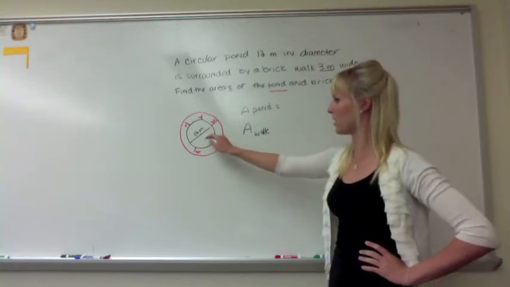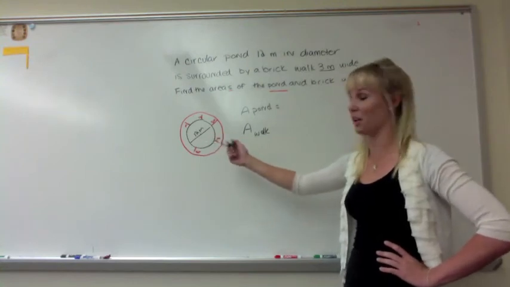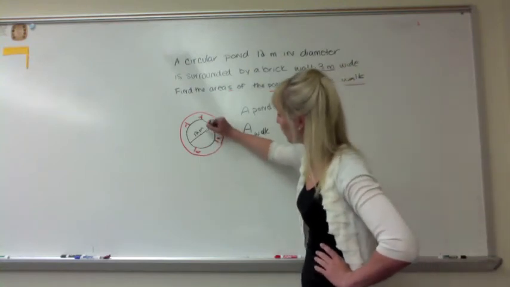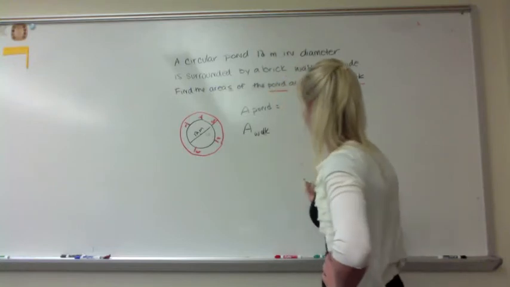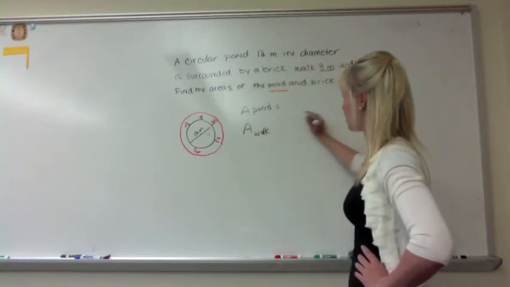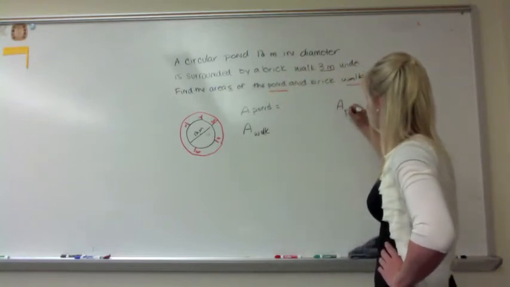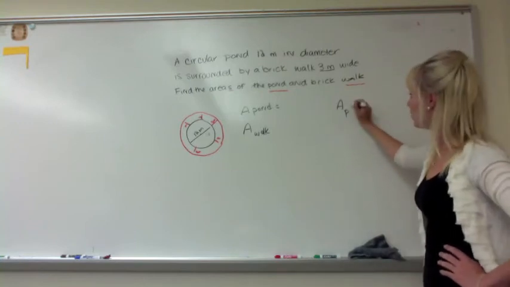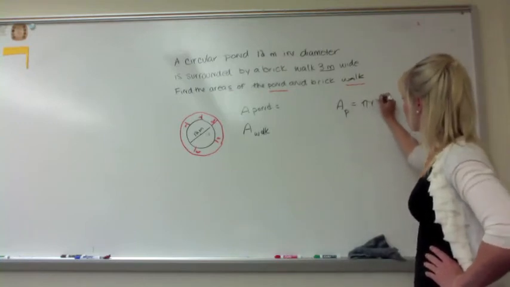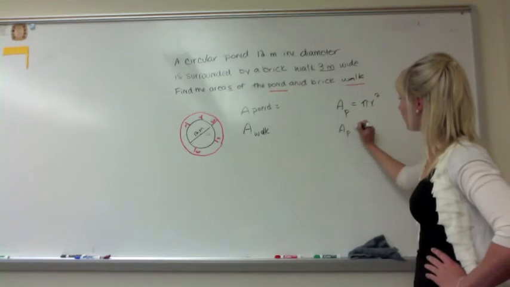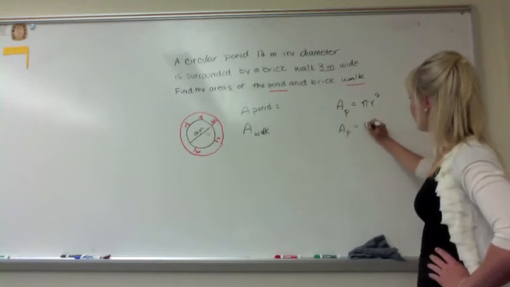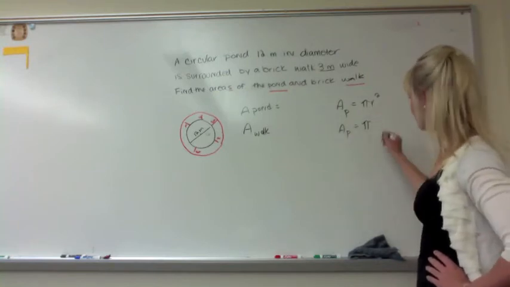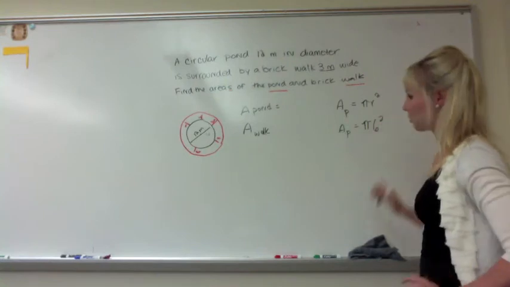I think that the area of the pond is going to be a little bit easier because we know that the diameter is 12, then the radius must be 6. So we know that if we want to find the area of the pond, I'm just going to use P for pond. We start out with a formula, pi r squared, and then multiply pi times the radius, which is 6, squared.